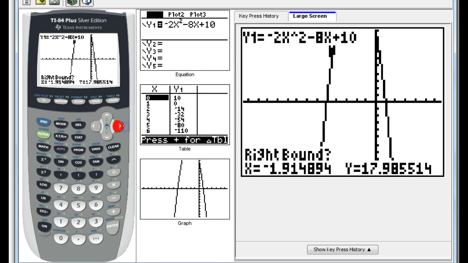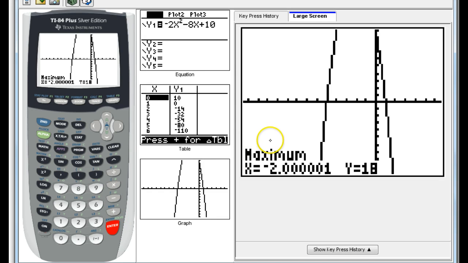Okay. And then it should start coming back down. 17.9, 17.8. Okay. Here's my cursor. Now it's on the right side. So we'll hit enter. We're going to tell it to guess.